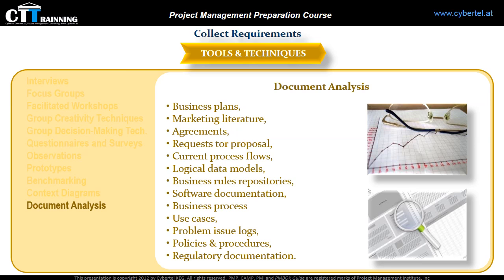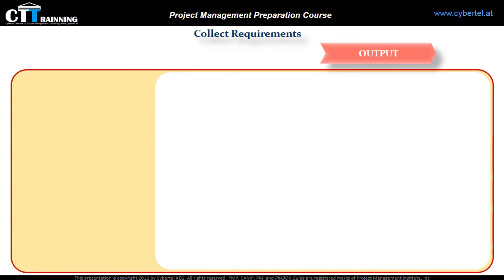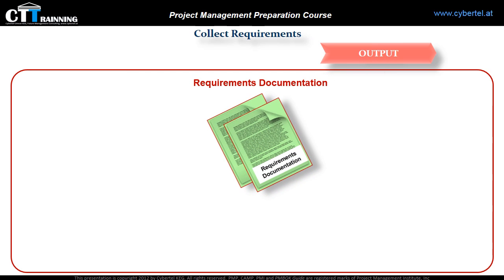Now let us see what we should get after deploying all these tools and techniques. Here we arrived at the collect requirements outputs. We have two outputs. The first one is requirement documentation. It is a progressively elaborated document that describes how each requirement satisfies the project and business need. Requirements need to be unambiguous, in the sense of measurable, traceable, complete, consistent, and acceptable to key stakeholders.